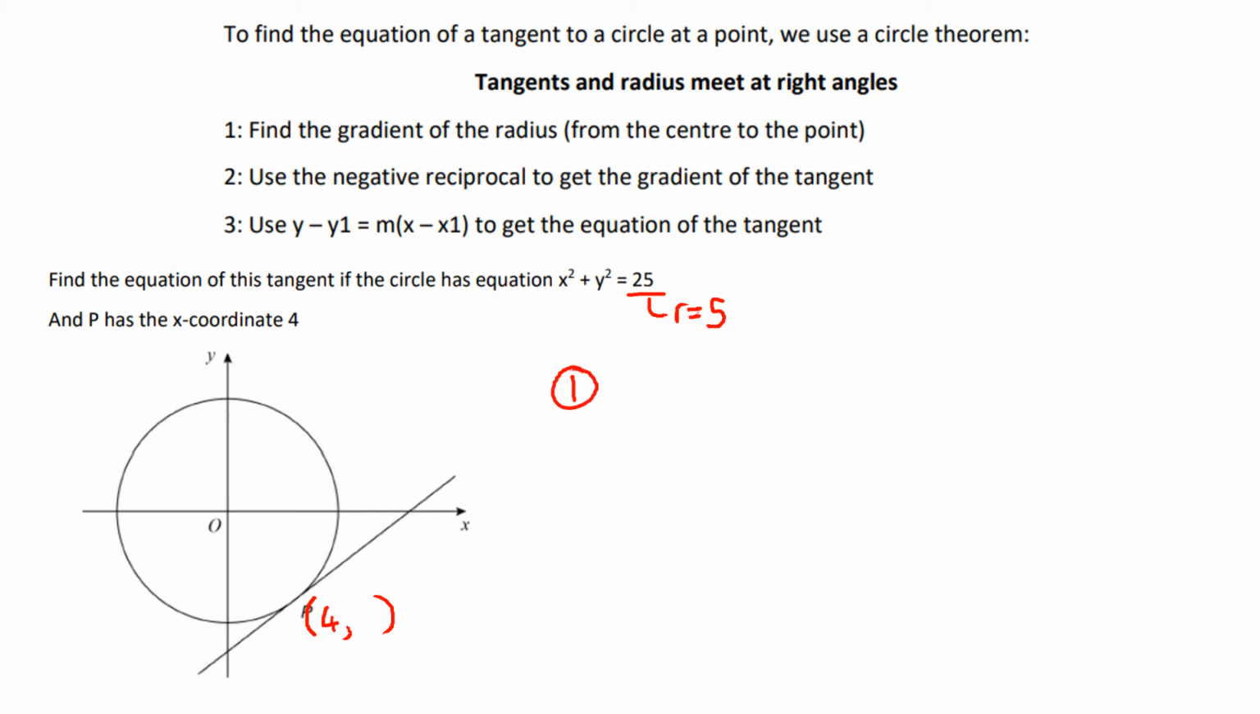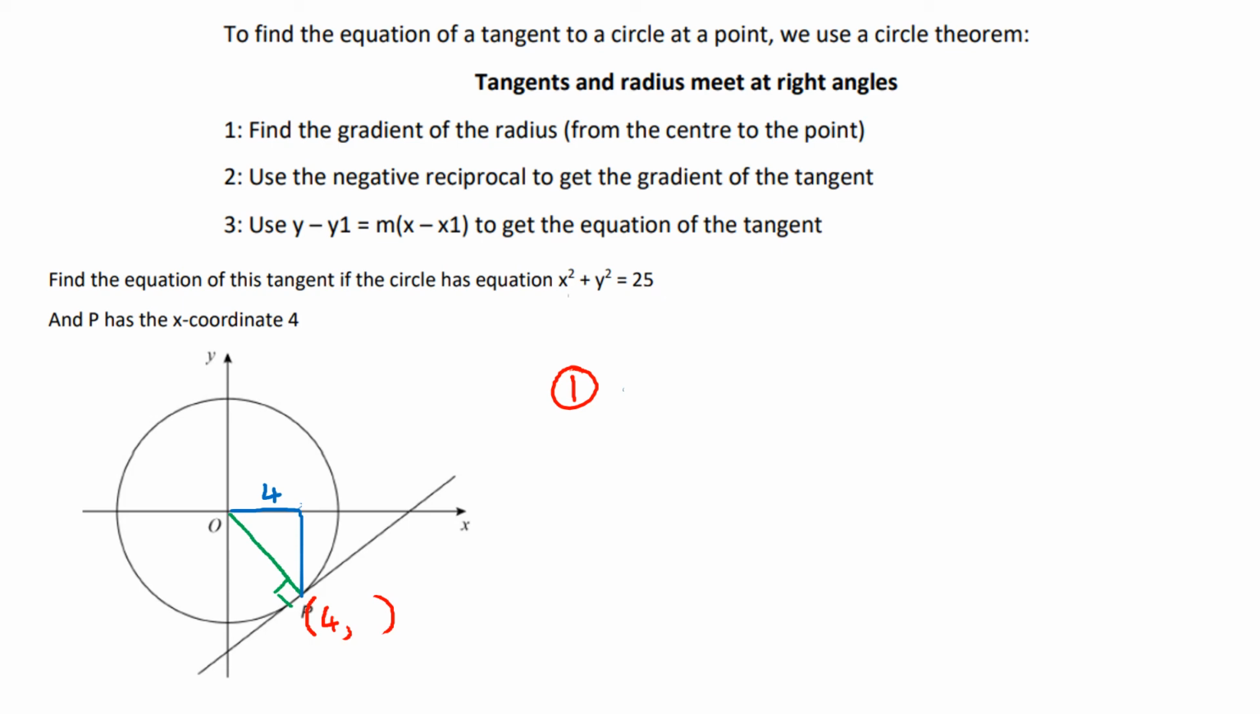I want the gradient of the radius. So let's draw our radius on. We know it's at right angles to the tangent, and we know that we want to find basically how far across and how far down that is. It's going to be a negative answer for our gradient that we get. And here we run into the issue. We know that's 4 squares across because we've got x is 4, but we don't know y. How are we going to find y?